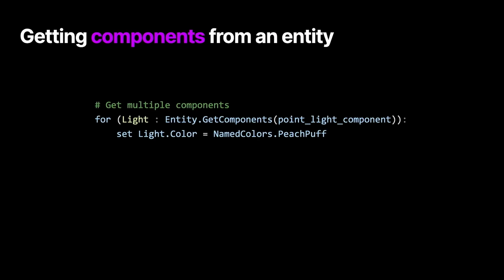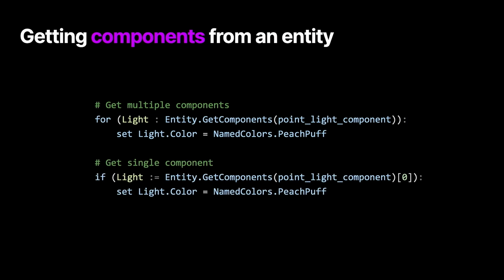We can also get components. So components in the system, you can have multiple instances of a component on an entity. Some systems don't allow that. So what we do, we call get components, and we can pass the type of component that we want. This will return an array of components. Then we can iterate over them with our for loop. So this is just for every light, iterate over it. And then I'm going to set it to peach puff.